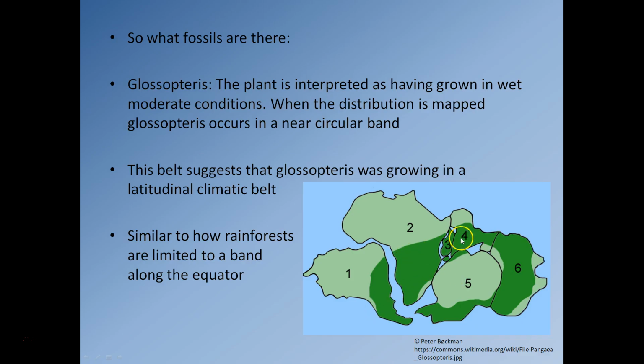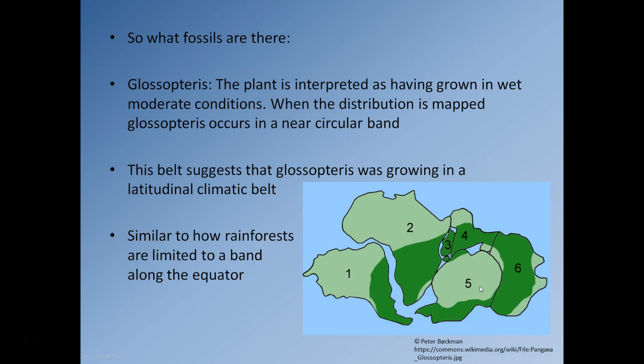Well, we see that Glossopteris forms this nice circular band. So we actually get these kind of bands in the environment now. So think of the equator and think of the rainforests that form along the equator. That's a band. And that band essentially is a band where you have very, very similar climatic conditions, and so you get very similar organisms growing in those environments. You get rainforests along essentially around the equator. And so what this band is telling us is that these Glossopteris plants were essentially in a band that was of similar climatic conditions at the same time.